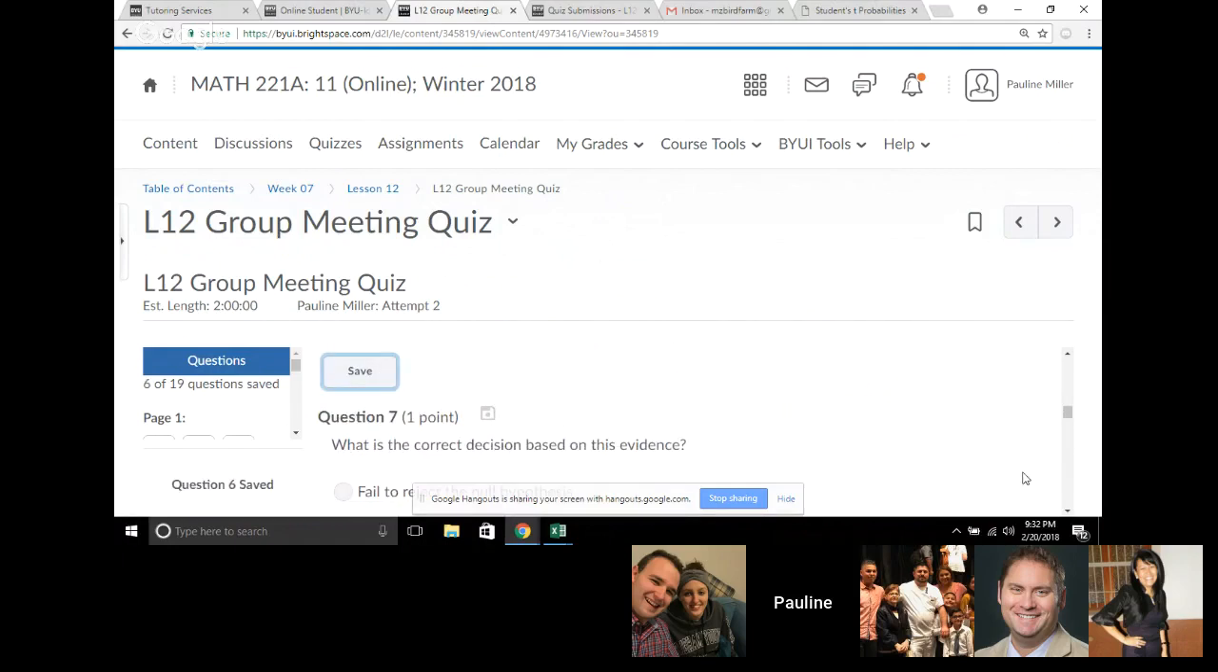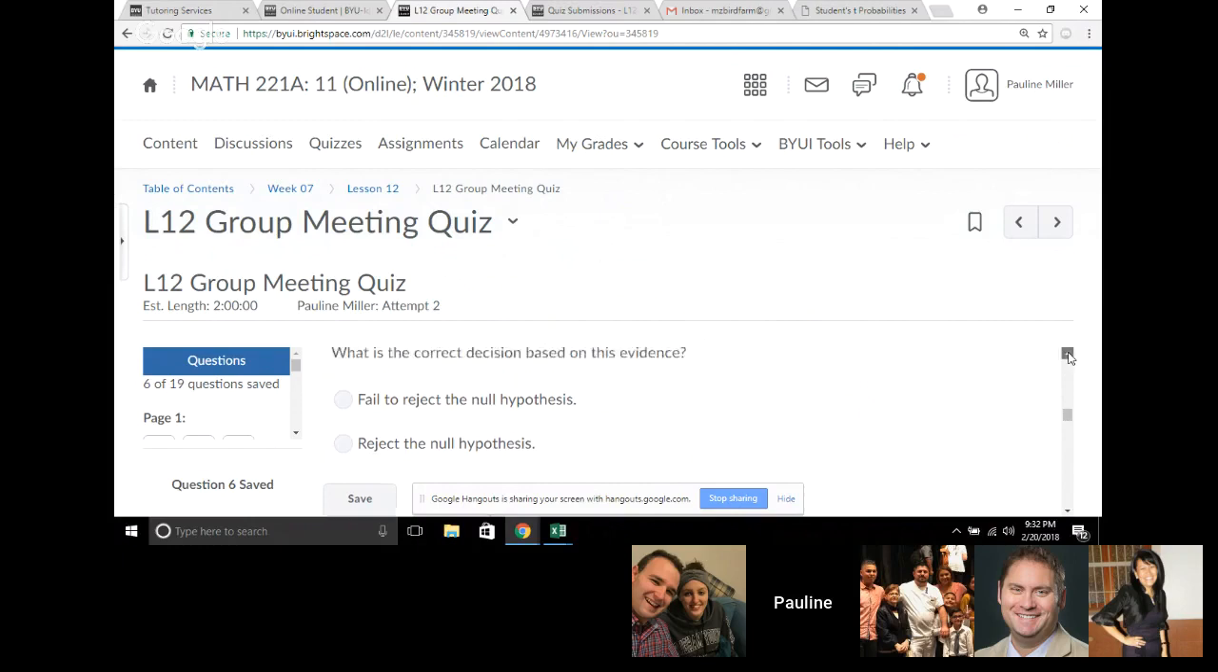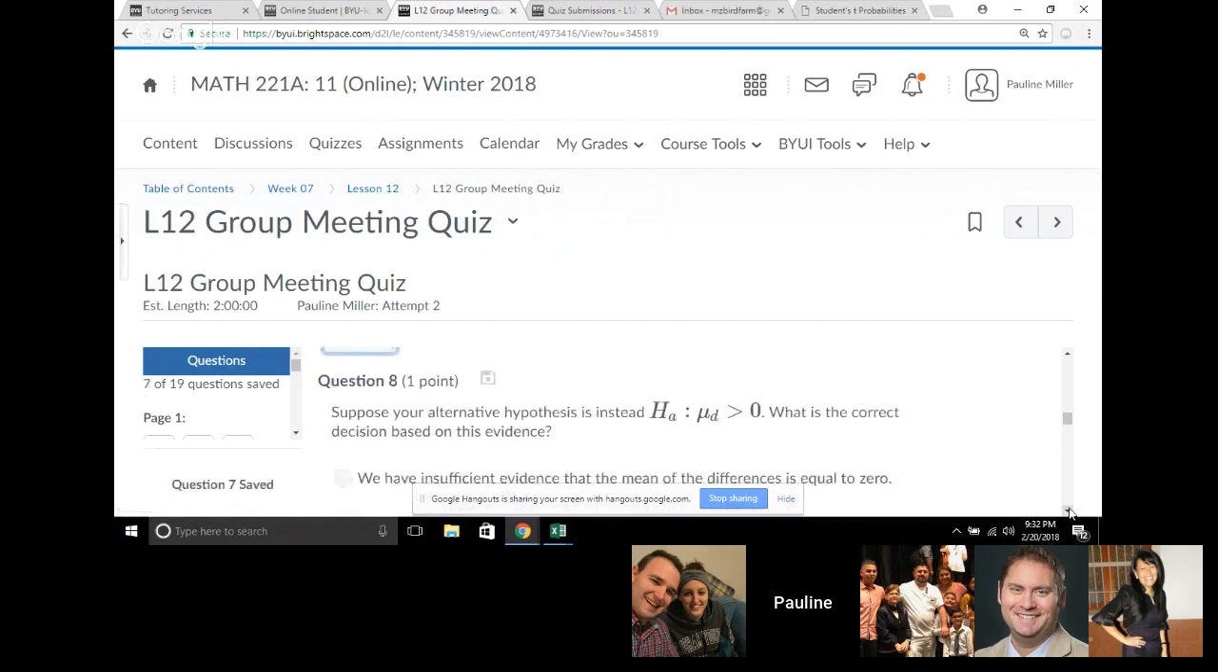And then if the p-value is greater than the 0.10, and it was 0.689, so it was higher, then we fail to reject. You guys, if you don't agree with me, tell me, because that is correct. Yeah, number 7 is fail to reject.